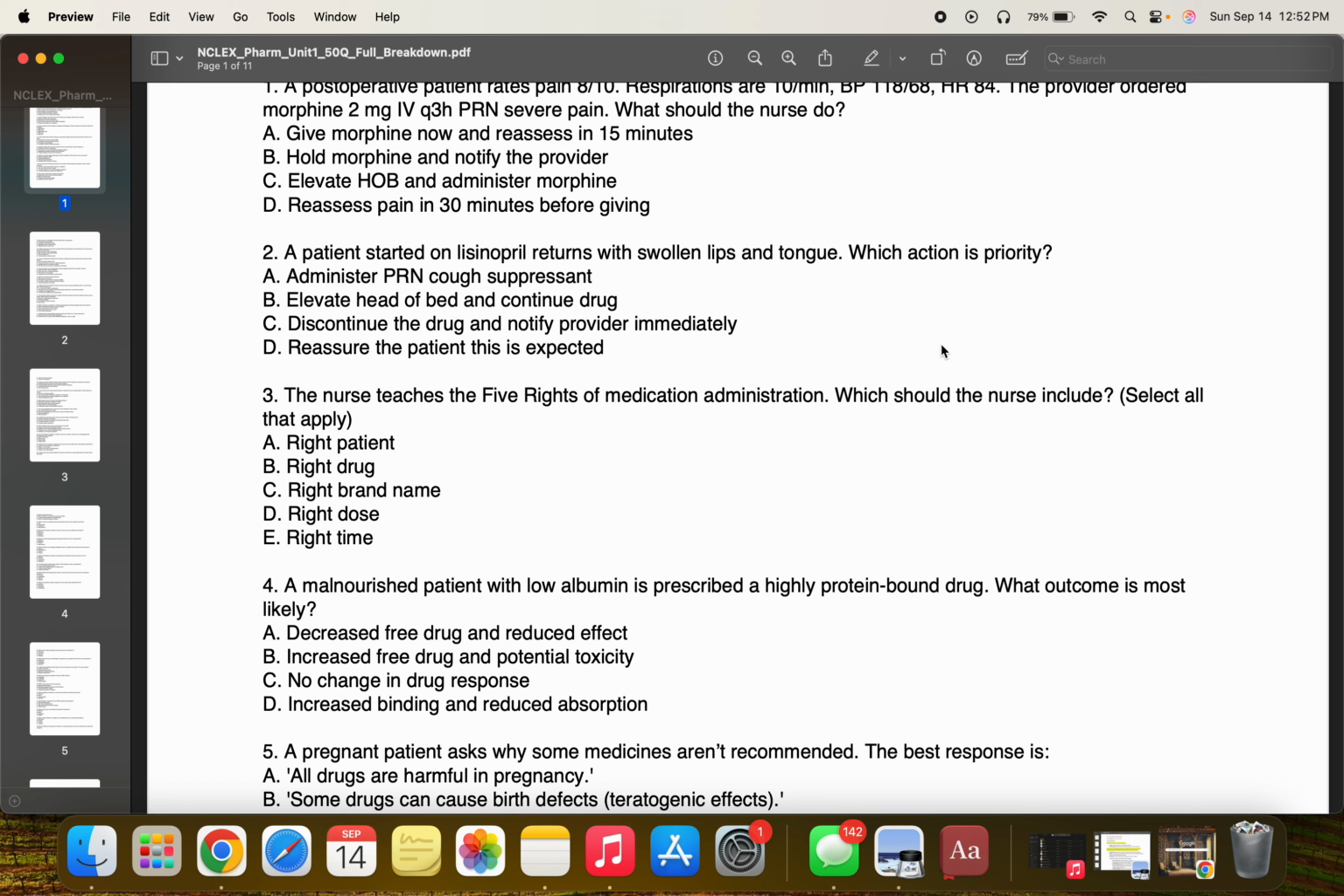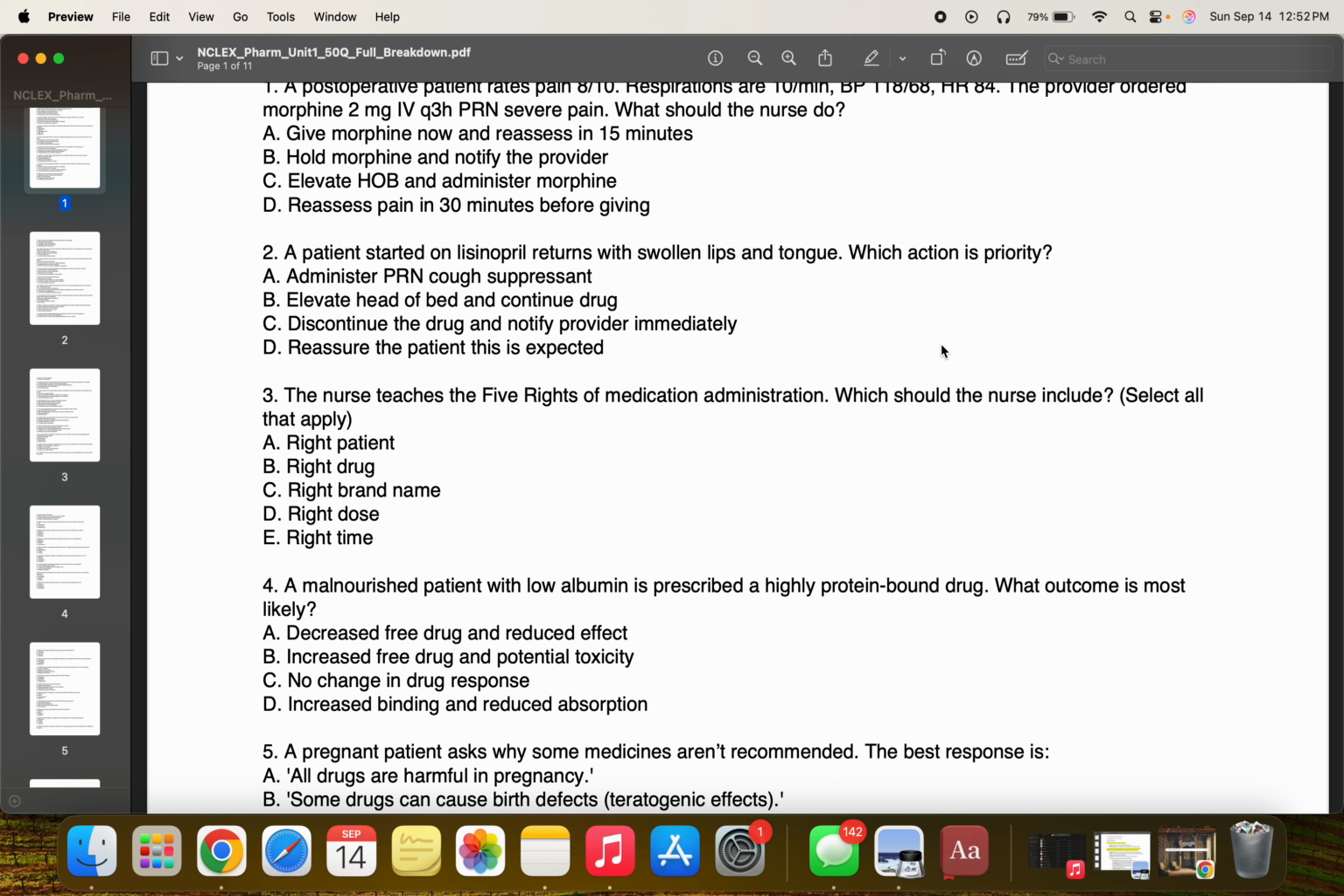Okay, a patient started on lisinopril returns with swollen lips and tongue. What action is priority? A, administer PRN cough suppressant, elevate the head of bed and continue drug. B, discontinue the drug and notify the provider immediately. C, reassure the patient that this is expected.